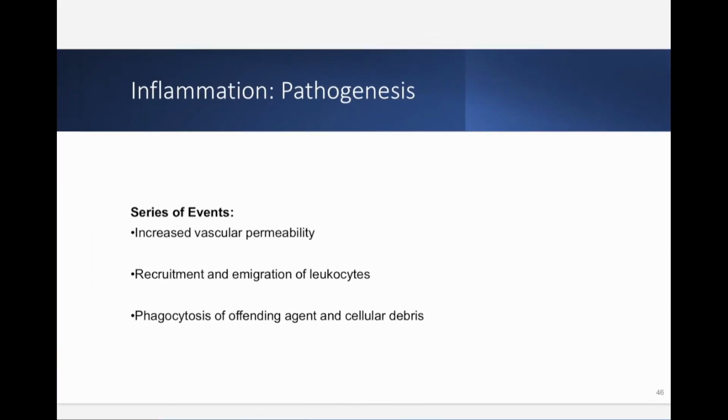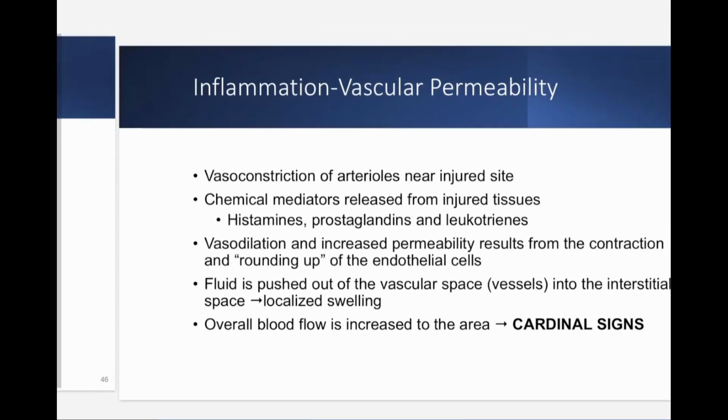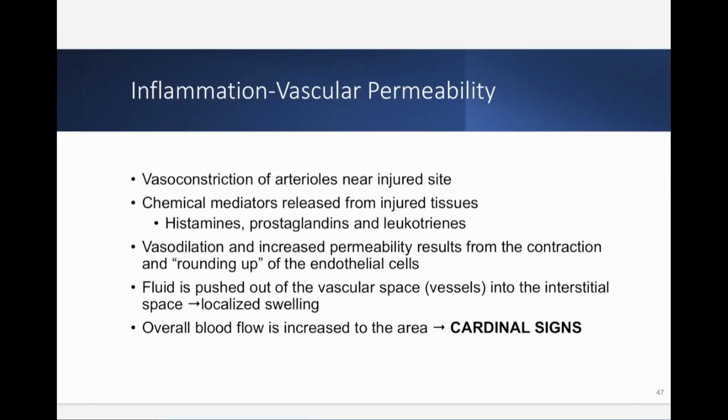Okay. So with inflammation, there are 3 events that happen. First, increased vascular permeability. Second, recruitment of leukocytes: we have to get the neutrophils out of the blood and into the tissue to help repair. And the last one is a way to get rid of the offending agents and clear out all the debris. So these are the 3 stages that we're going to talk about. The first one is vascular permeability.